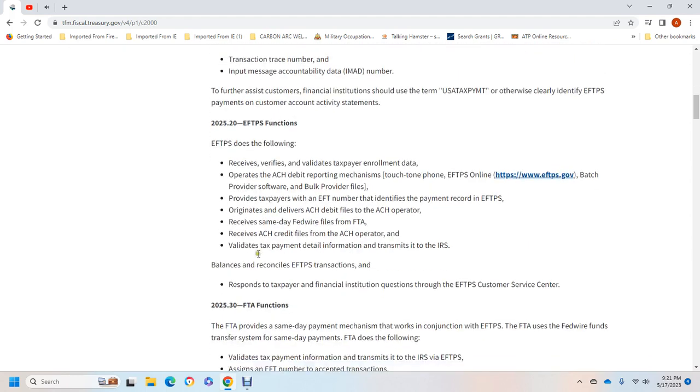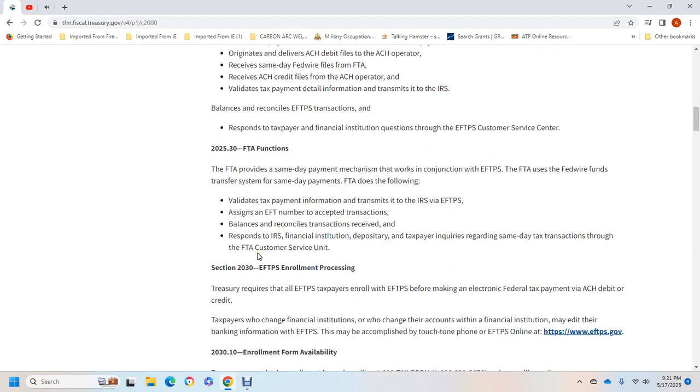Federal tax application functions. The federal tax application provides a same-day payment mechanism that works in conjunction with the electronic federal tax payment system. The federal tax application uses the federal wire fund transfer system for same-day payments. The federal tax application does the following: validates tax payment information transmitted to the IRS electronic federal tax payment system, assigns the electronic fund transfer number of the accepted transaction, balances and reconciles transactions received, and responds to IRS, financial institution, depository, and taxpayer inquiries regarding same-day transactions through the federal tax application customer service unit.